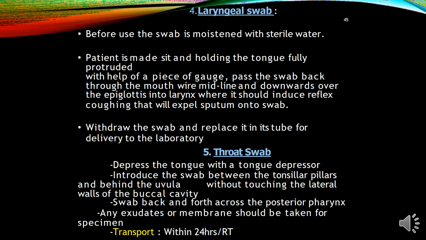Throat swab. Depress the tongue with a tongue depressor. Introduce the swab between the tonsillar pillars and the uvula without touching the lateral walls of the buccal cavity. Swab back and forth across the posterior pharynx. Any exudate or membrane should be taken as specimen. Transport should be done within 24 hours after collection.